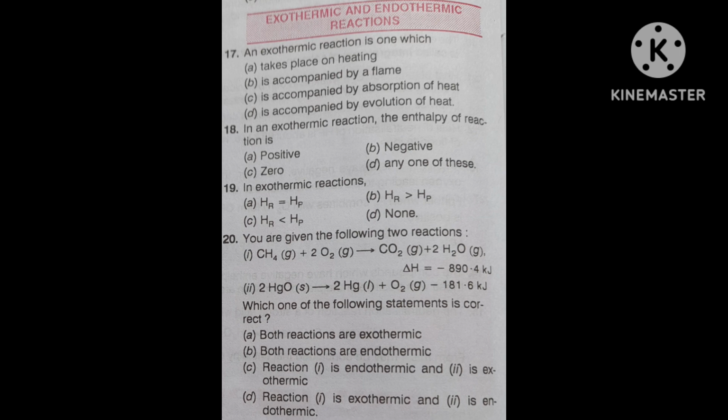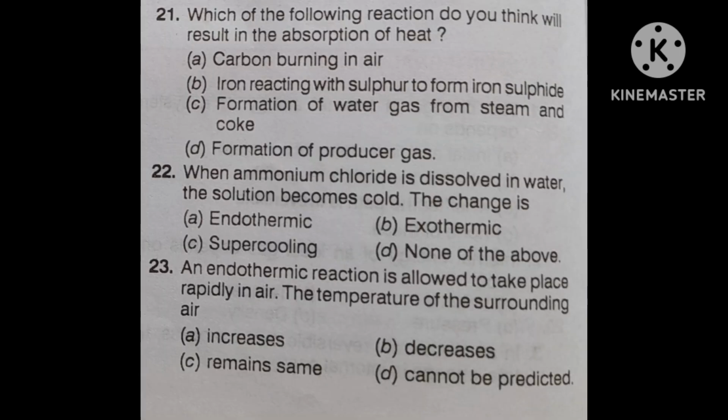This you can answer; it will take 30 seconds. Just conceptual, I am telling you: for the first reaction, the value given is delta H equal to minus 890.4 kilojoule. And for the second, they have not written delta H, they have only written minus 181.6 kilojoule. Now think and answer.